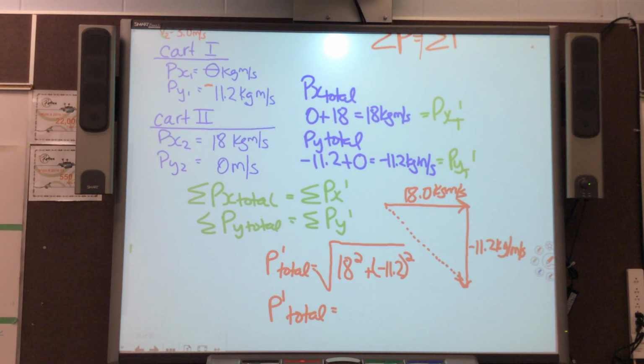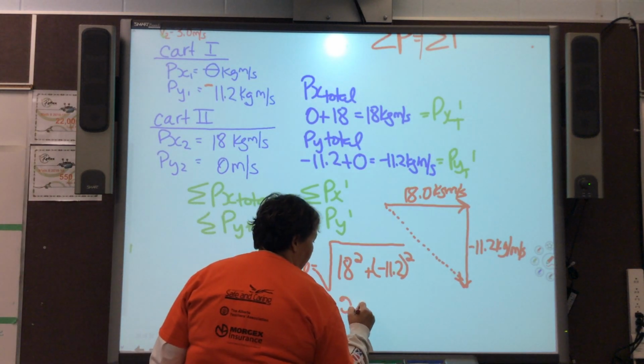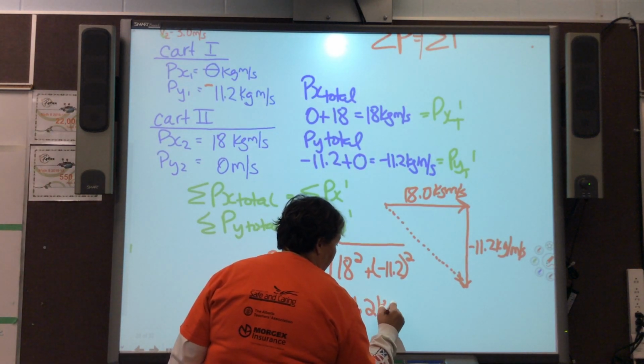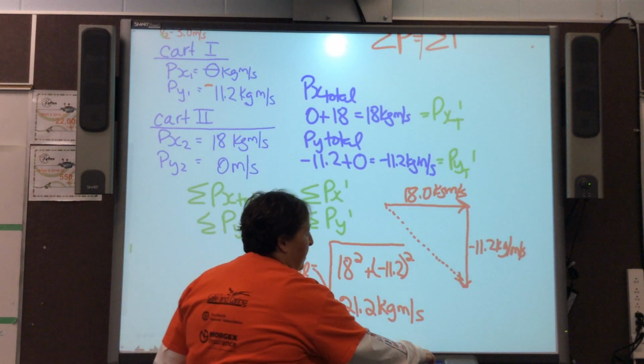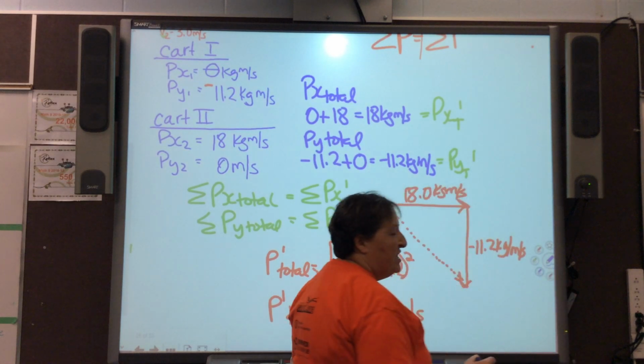Let's try that one again. I got 21.2 as well. These brackets are under negative. Well, you square a negative, it's going to be a positive. It's going to be positive anyways. I got 21.2. All I did was take the negative out of 11.2. Did you get it figured out, Cameron?